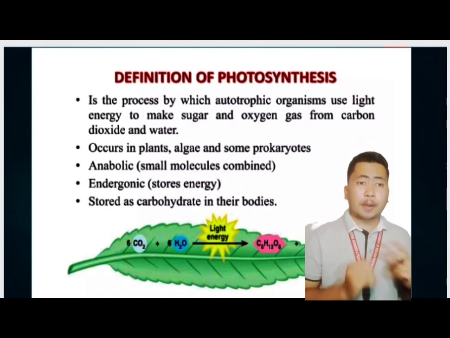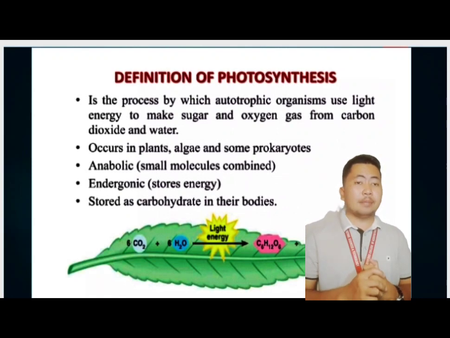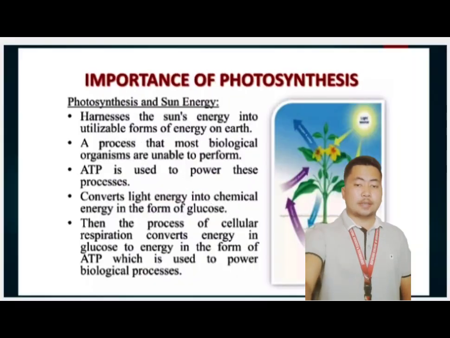Photosynthesis is the process by which autotrophic organisms use light energy to make sugar and oxygen gas from carbon dioxide and water. Second, it occurs in plants, algae, and some prokaryotes. It is anabolic, small molecules combined, energonic, stores energy, and stored as carbohydrate in their bodies.